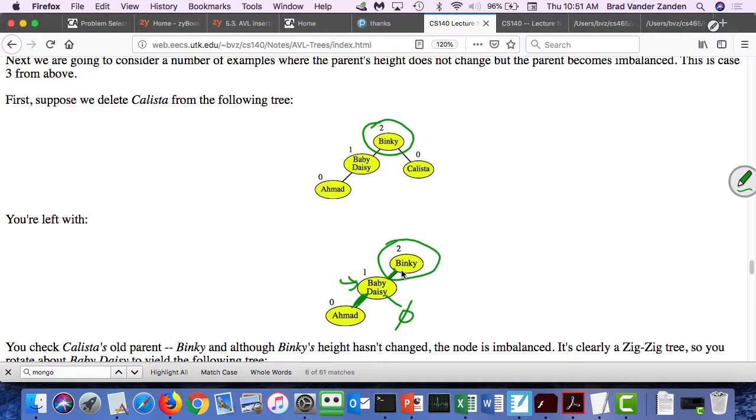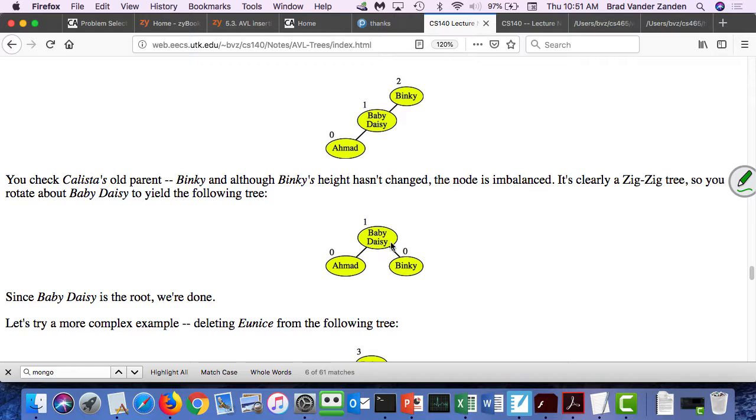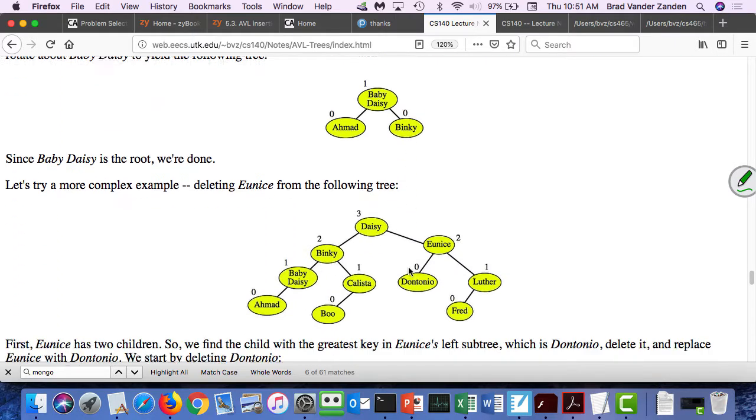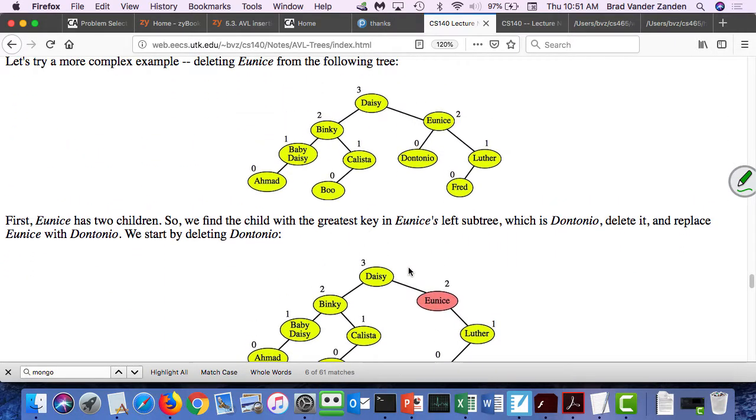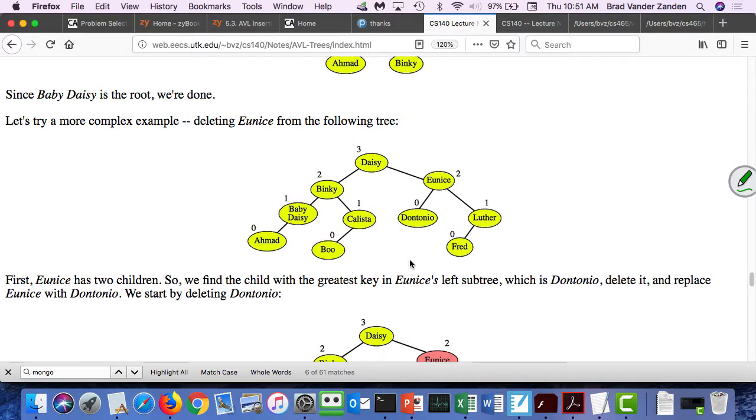Let's try a more complicated example. So let's say we delete Eunice from this tree. Well, Eunice has two children. So we first treat it like a binary search tree, and we find the largest child in Eunice's left subtree, which is D'Antonio. So we're going to delete D'Antonio, and Eunice will be replaced with D'Antonio.